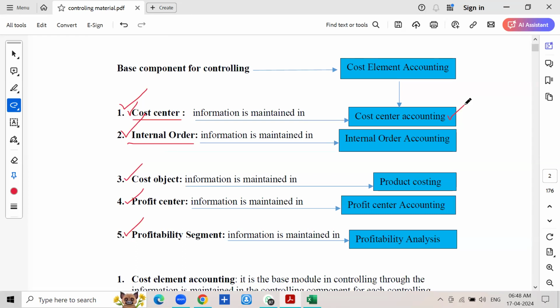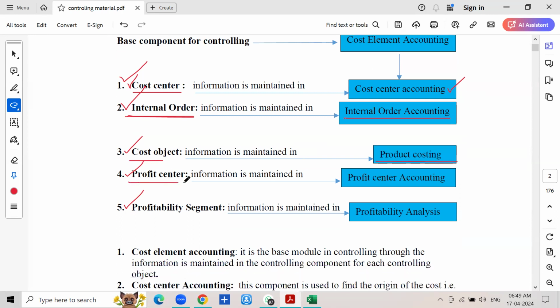For the cost center, the information is maintained in cost center accounting. This is one module in controlling. With reference to cost center, we maintain, process and analyze the information of expenses in cost center accounting. Then with reference to internal order, we maintain the information in internal order accounting. For the cost object, the information is maintained in product costing. For the profit center, we maintain the information in profit center accounting. For the profitability segment, we maintain the information in profitability analysis.